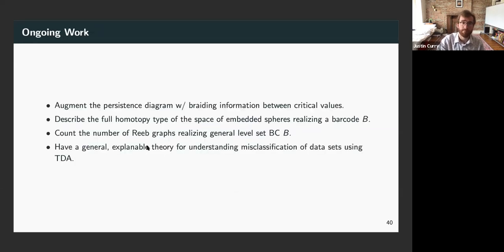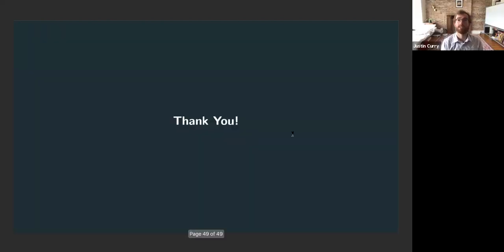So ongoing work is that we'd love to figure out ways of enriching the persistence diagram with some of this more interesting topological information, like braiding between critical values, with the goal of being able to describe the whole homotopy type of embedded spheres that have the same barcode. And then a big part of Jordan's thesis now is counting the number of Reeb graphs that realize a given level set barcode. And this turns out to be very, very difficult. But all of this is meant to provide mathematics that help provide a general explainable theory for understanding misclassification of data sets using TDA. And again, those are all those papers, and I thank you for your attention.